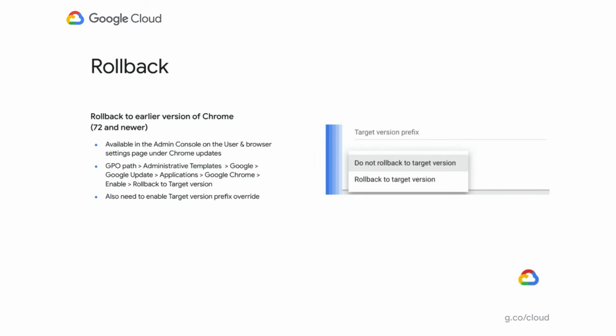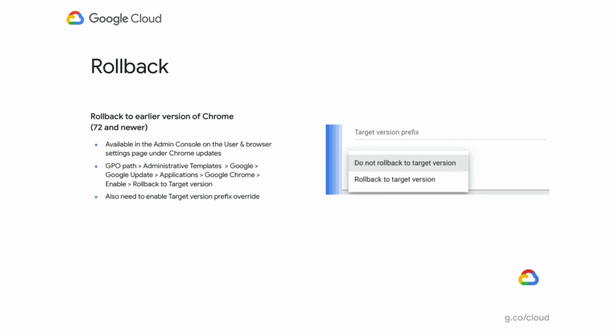One more useful tool I'd like to cover in this section is rollback. In a few rare cases where you run into a bug or incompatibility, you may decide to roll back to a previous version of Chrome while you wait for a fix. To do this, set target version prefix to the version you'd like to roll back to. This should be the most recent version that works as expected in your environment. And then enable rollback to target version for the rollback to take effect.